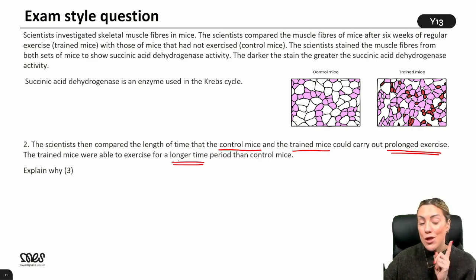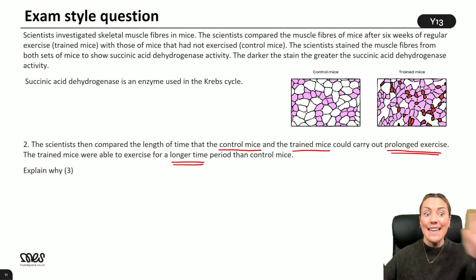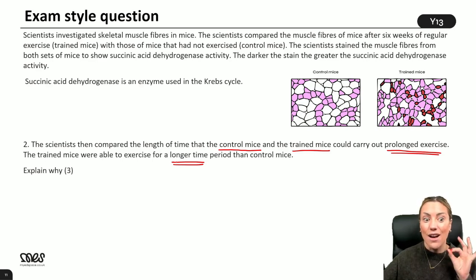This is an easy question, right, guys? We've just said the trained mice are obviously doing more aerobic respiration. So they have more slow twitch muscle fibers or more mitochondria. That explains why they are able to exercise for a longer period of time. If they've got more mitochondria and more slow twitch muscle fibers, they can do more aerobic respiration and produce more ATP for muscle contraction. It means they're going to delay the onset of anaerobic respiration, delay the onset of lactic acid production, delay the onset of muscle fatigue.